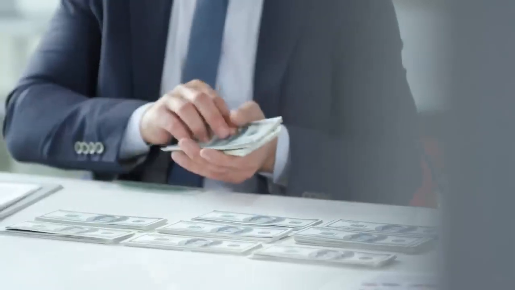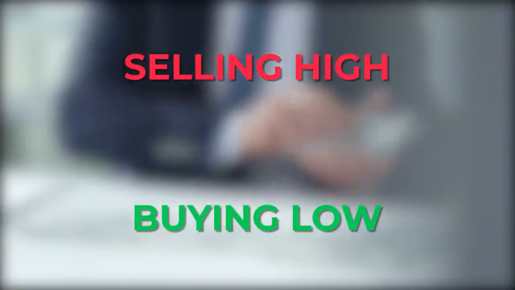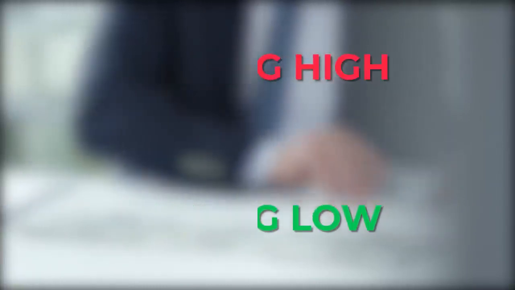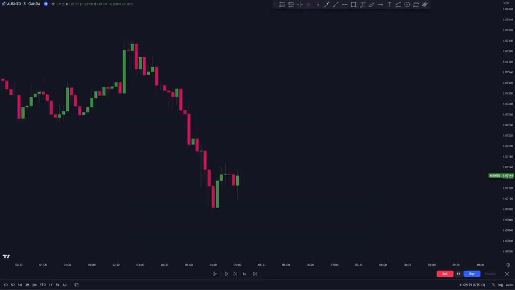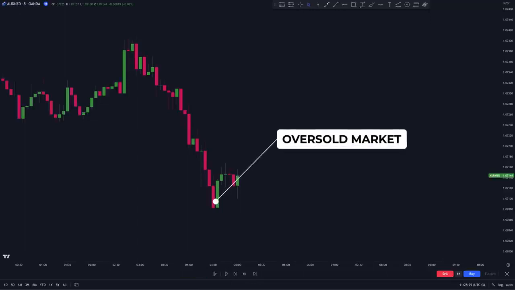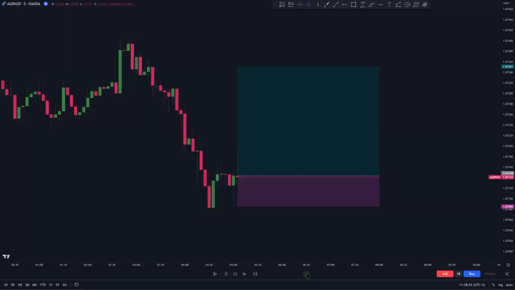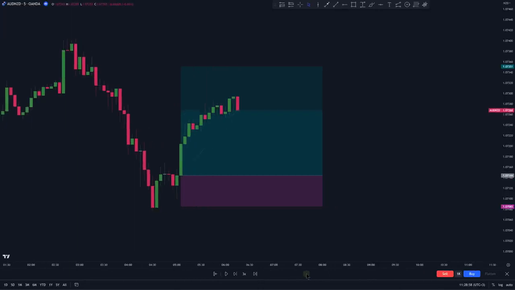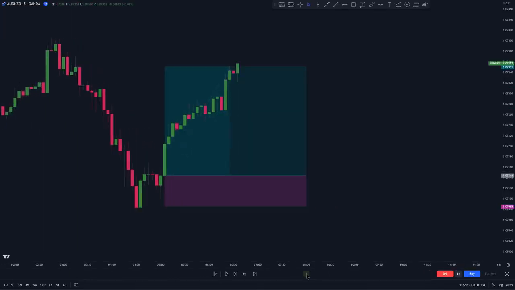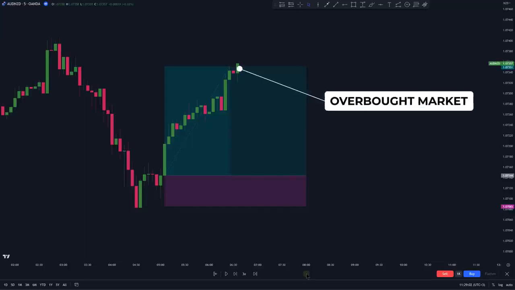Making money in trading is always simplified as buying low and selling high. Identifying the low prices to buy an asset usually involves identifying levels in the market where the price is oversold. And once you've bought the asset, you'll need to find a higher price for you to sell it. And this usually involves identifying levels in the market where the price is overbought.